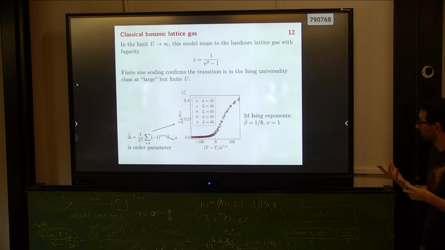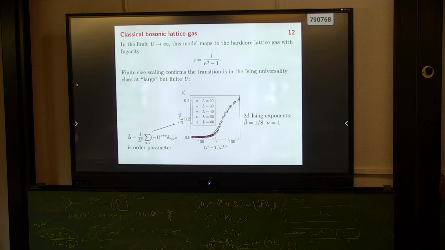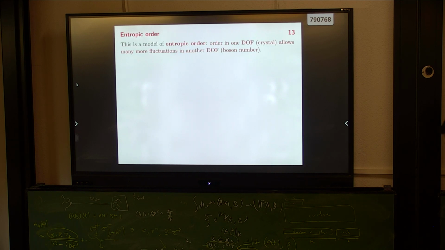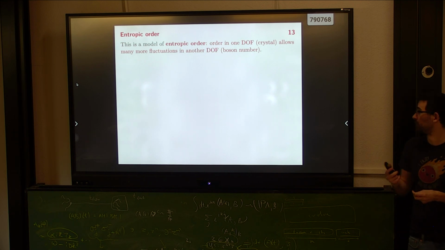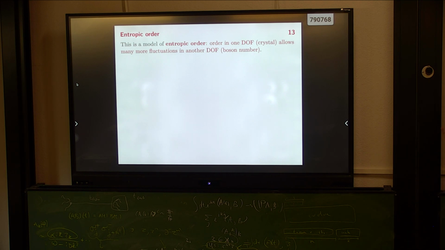So this bosonic lattice gas is a gas at low temperature, it's a solid at high temperature, and Ising criticality describes the transition. The new thing is that the solid phase is on the high temperature side. Okay. So I hope that this model is simple enough that we can really understand what's going on at an intuitive level. And we thought it was maybe time to try and rebrand this. So we're going to say that this classical bosonic lattice gas realizes entropic order.